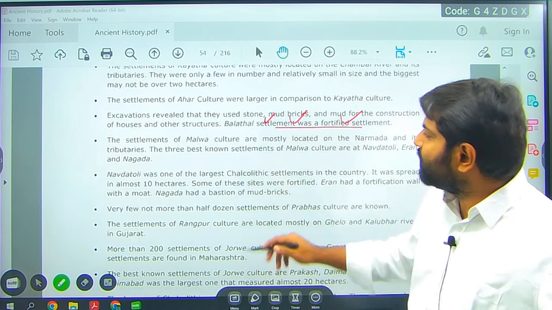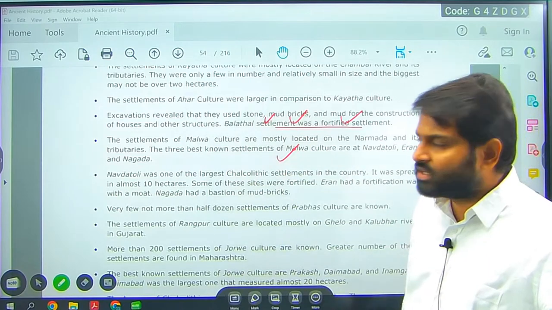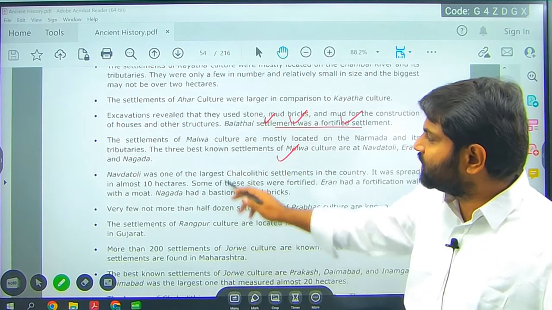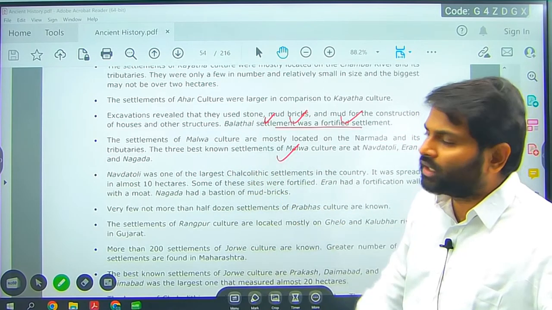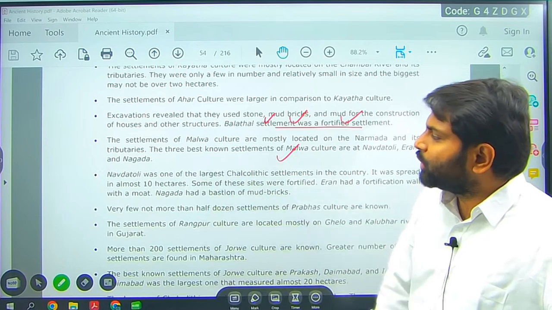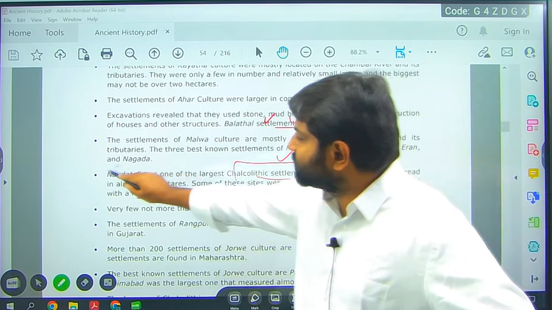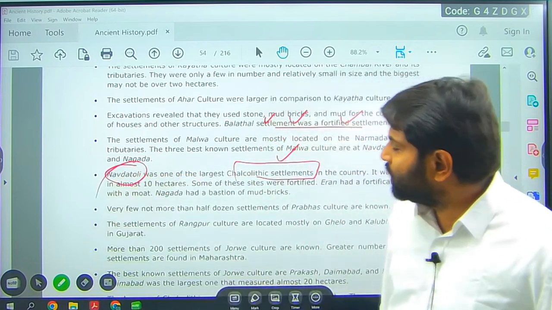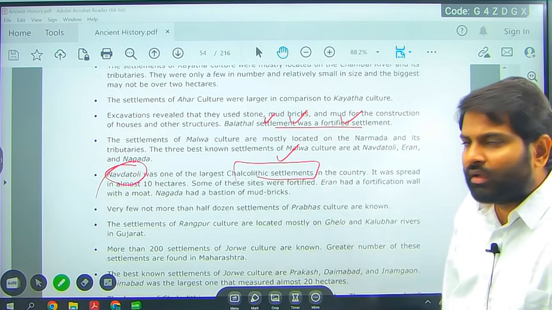The settlements of Malwa culture are mostly located in the Narmada basin and its tributaries. The three best known settlements of Malwa culture are Navdatoli, Eran and Nagda. Navdatoli was one of the largest Chalcolithic settlements in the country, so remember this. It was spread over 10 hectares.